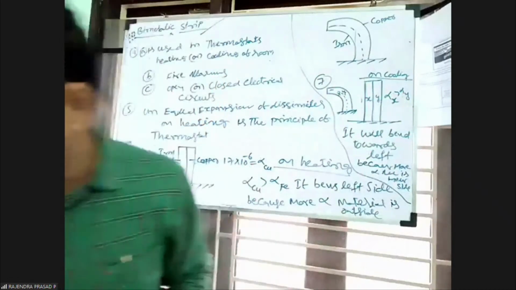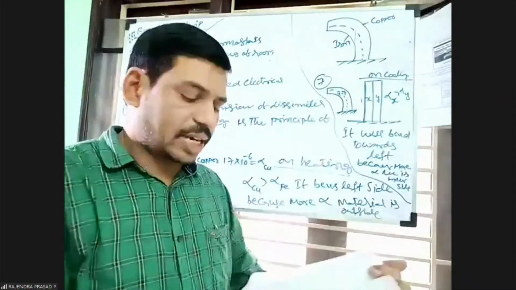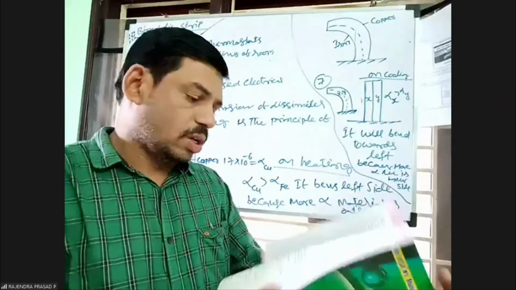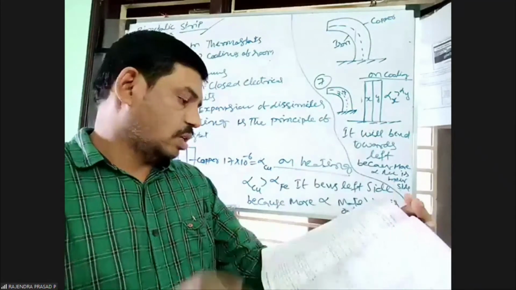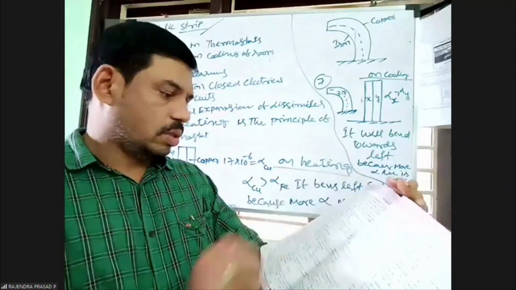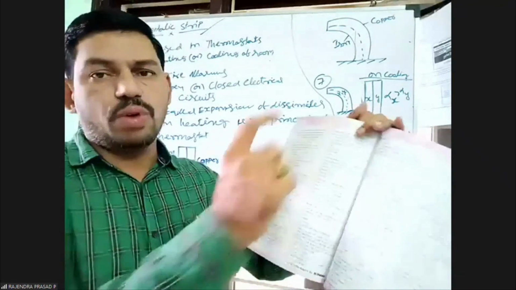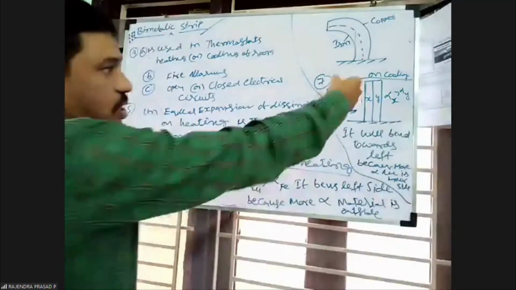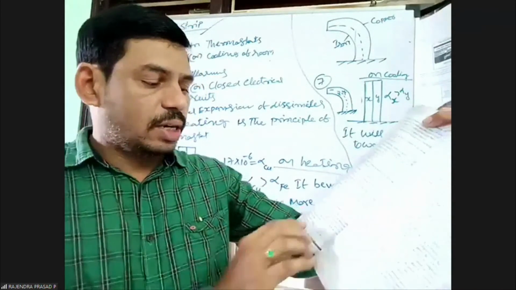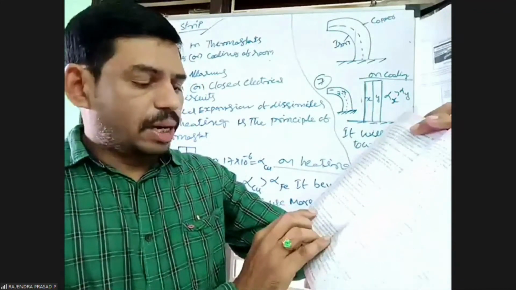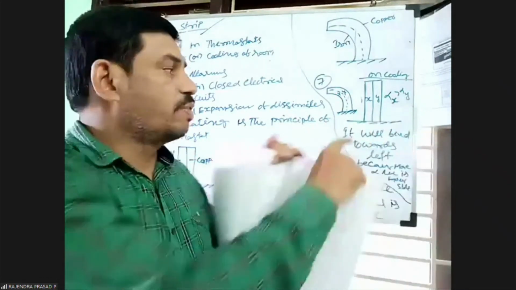So refer to the Akash material, exercise 1. In exercise 1, all theory bits are covered. Exercise 1, questions 52 and 53. Question 52: a bimetal made of copper and iron are welded together. This is also 53, direct.